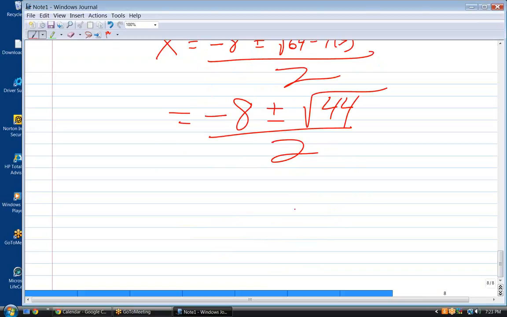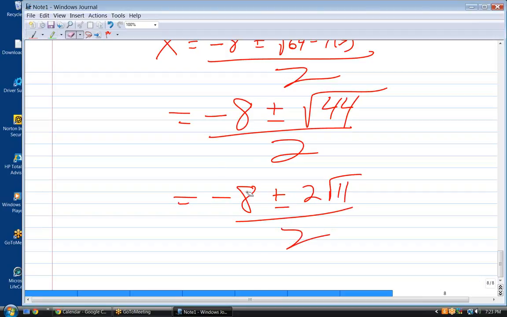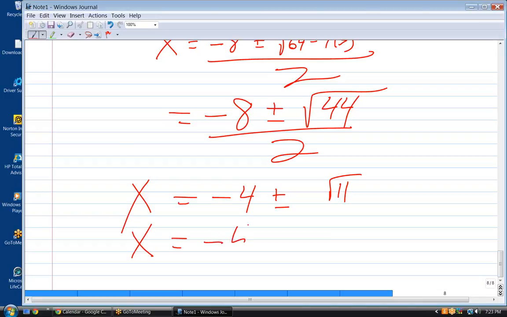I can factor a 4 out of that. So it's minus 8 plus or minus 2 root 11 all over 2. And so that changes it to a 4. It takes away the denominator. So that's my answer. So my two answers are this, okay.